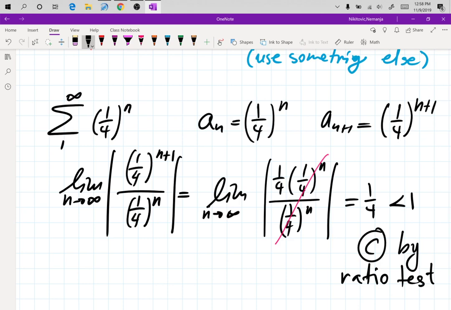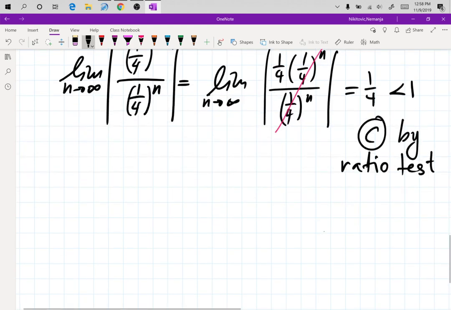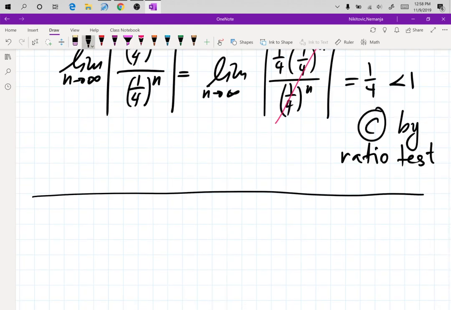If the limit is equal to 1, there's nothing you can do. But when it's less than 1 or more than 1, you will claim convergence for less than 1 and divergence for more than 1. Now let's take a look at the summation of n factorial divided by n^(100) minus 7, from 2 to infinity.